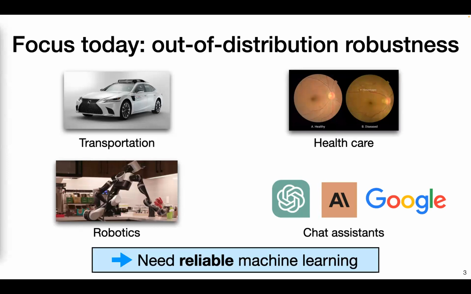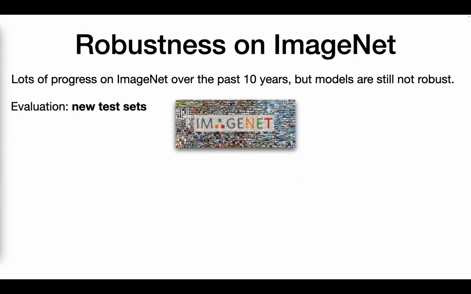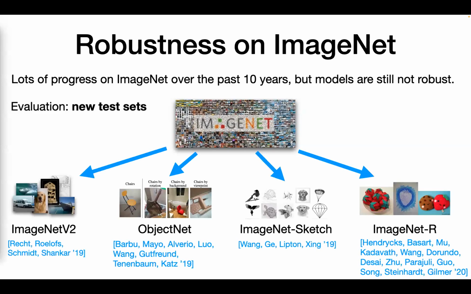Cool. So what are we going to do in order to make machine learning more reliable? As a guiding example and case study today, we are going to look at robustness on ImageNet, because this is one of those data sets where the community has pushed really hard for a decade and we've seen amazing progress. But if you take these models out into the real world, they are still not as reliable as the human visual system. One way that people have made this more precise over the past few years is by building new out-of-distribution test sets for ImageNet. Here, probably the four most widely used examples are ImageNet V2, ObjectNet, ImageNet Sketch, and ImageNet R. The exact details of these don't matter right now.